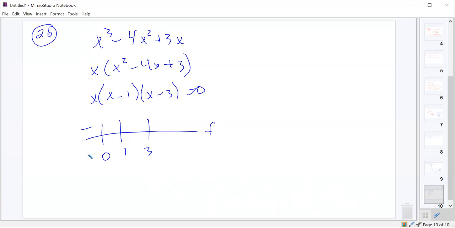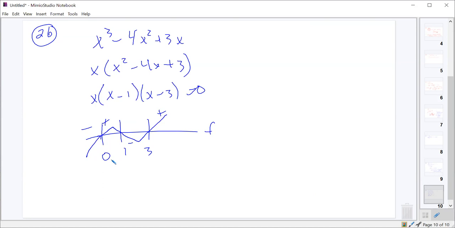Then from 0 to 1, if I plug in something like a half, I get a positive, a negative, and a negative, which means I'm now above the x-axis. Between 1 and 3, like 2, I get a positive, a positive, and a negative, which means I'm negative, so I'm now below the x-axis. For something greater than 3, like 4, it's positive, positive, positive, so I'll be back above the x-axis.